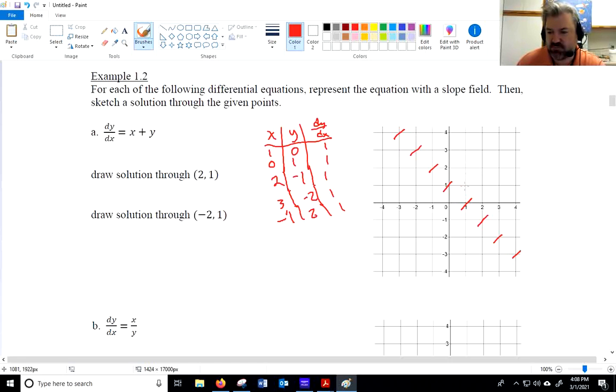Now, the point 1, 1, 1 plus 1 would be 2, is going to have a slope of 2. 0 plus 2 is 2. -1 plus 3 is 2. And you can see, again, we have this pattern that we can use to help us figure it out. I bet you can imagine what 1, 2 is. That's a slope of 3. That's even steeper, right? 2 plus 1 is 3. So that's what's happening. We're getting steeper and steeper, but along this kind of diagonal shape here.